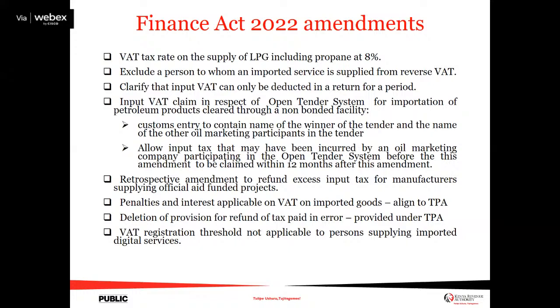It's the only way. Then there is the input VAT claim in respect of the open tender system for importation of petroleum products cleared through unbonded facilities. For you to enjoy this, you should be able to give a customs entry that contains the name of the winner of the tender and the names of the other oil marketing participants in the tender, and then allow for input tax that may have been incurred by an oil marketing company participating in the open tender system before this amendment to claim within 12 months after the amendment. So there was a retrospective amendment to refund excess input tax for manufacturers supplying officially aided funded projects.